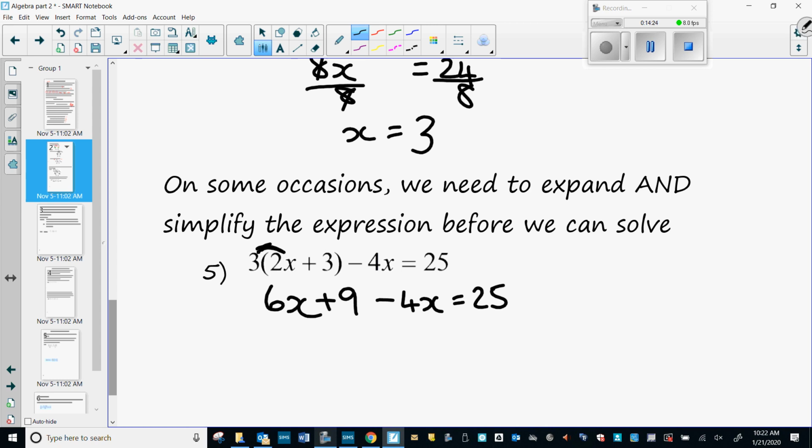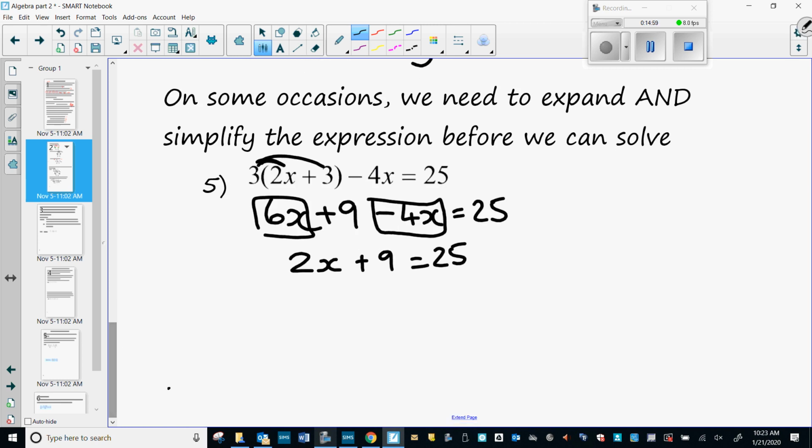We now need to join our like terms. I can see that the 6x and the minus 4x are on the same side of the equal sign. So don't start thinking that you're trying to move something from one side to the other. You're literally just joining these two terms together. Remember, the sign in front of it is really important. So I read this as 6x subtract 4x, which is 2x. So we've got 2x plus 9 equals 25.